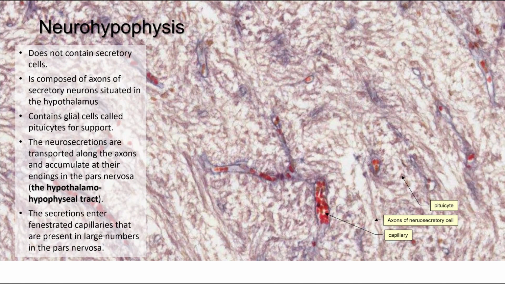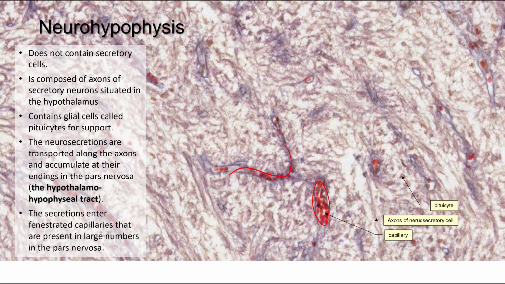This is a section in the neurohypophysis, and you can see that there are also large blood vessels here. Most of the background is composed of axons. These are the axons of secretory neurons whose cell bodies are located in the hypothalamus.